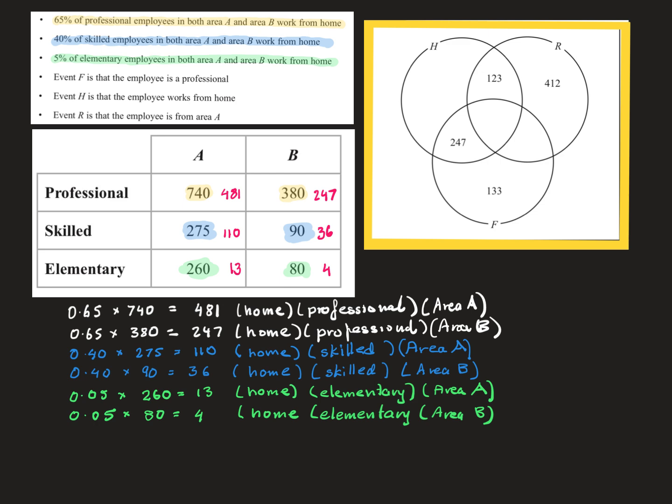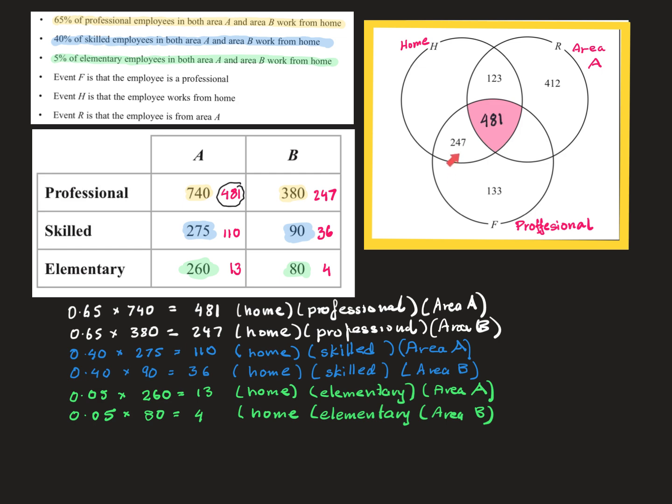Now we need to have a look at our Venn diagram. Now we're told that set F are professional employees. And we're told that set H is an employee that works from home. And finally, this set R is an employee that works in area A. So let's have a look at the data. We've got a professional here at home, in area A. Home, area A, and professional. So this number 481 will be represented in here.